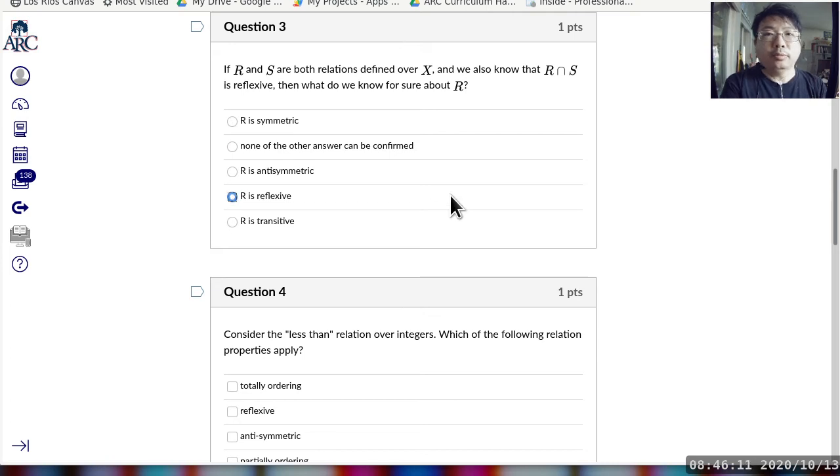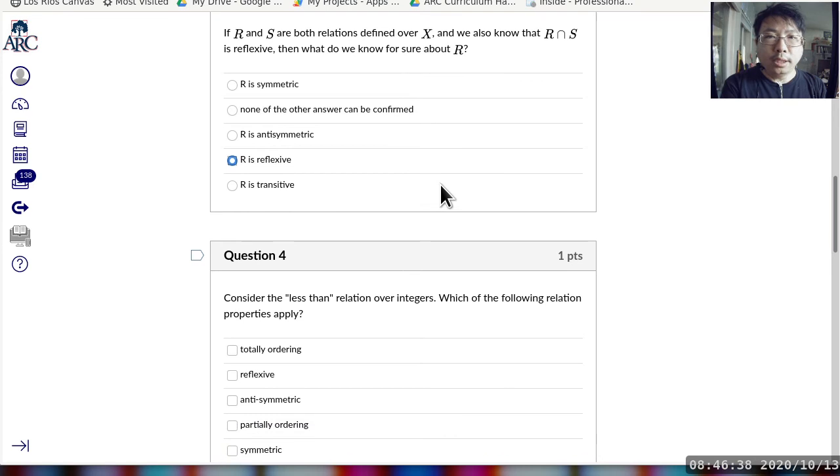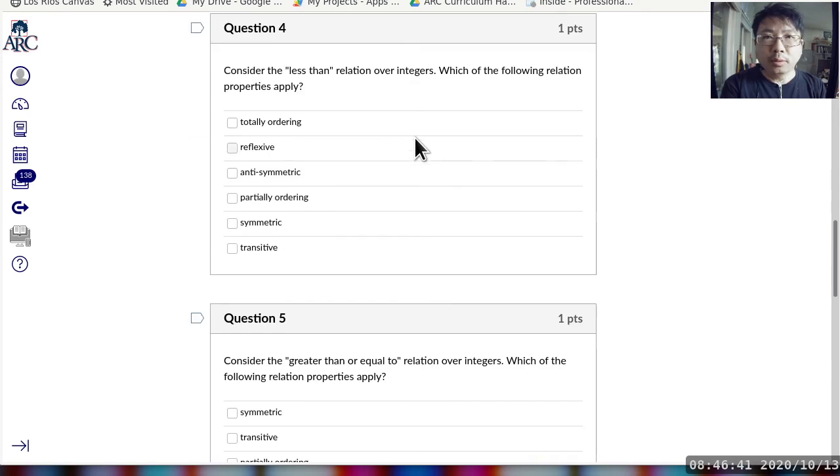Okay, it has to be reflexive because reflexive means every element has to relate to itself, but you can have additional two tuples in the set. So if the intersection itself is reflexive, that means both R and S contain all the two tuples so that each element of X relates to itself. That part has to be common between R and S, and as a result, R has to be reflexive.